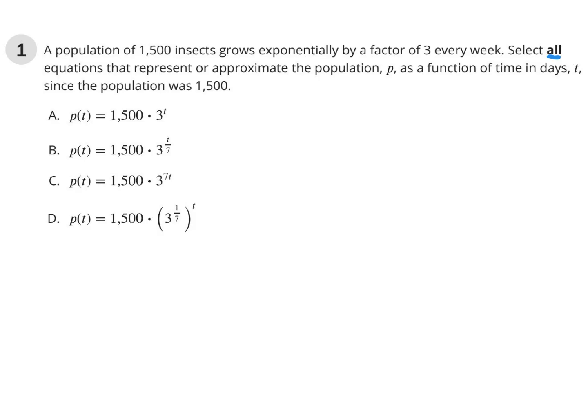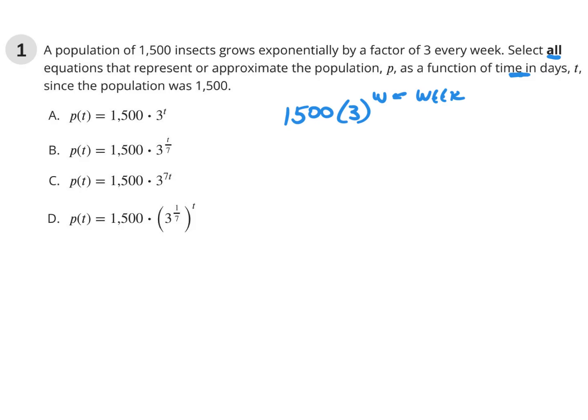So the first thing we're going to do is write our equation. So we get 1,500, it triples every week. So our time stands for week. Now, select all equations that represent or approximate the population P as a function of time in days. So now we have to think about how many days in a week. There are 7 days in a week.